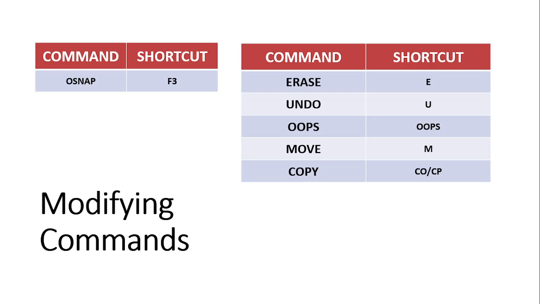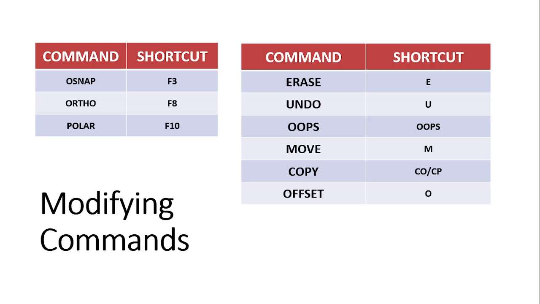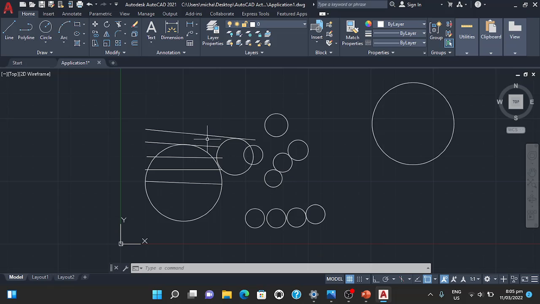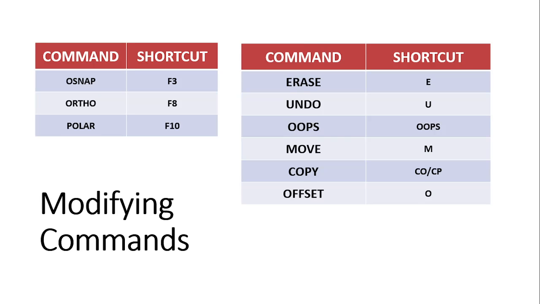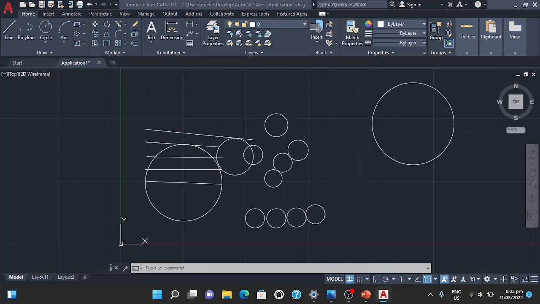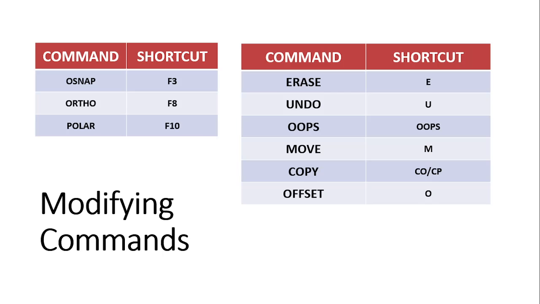Now let's move on to another command, which is the offset. Offset is used to create a multiple copy of a certain object, specifically a line, with a certain distance. So if I want to create 5 lines with a distance of 500, I could create it using offset.